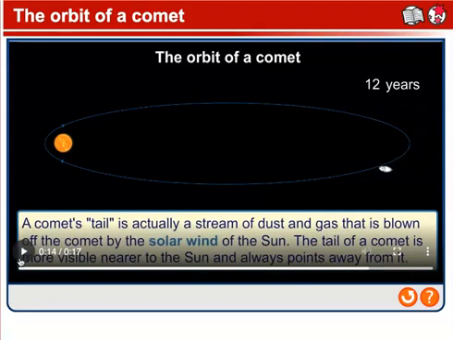A comet's tail is actually a stream of dust and gas that is blown off the comet by the solar wind of the Sun. The tail of a comet is more visible nearer to the Sun and always points away from it.